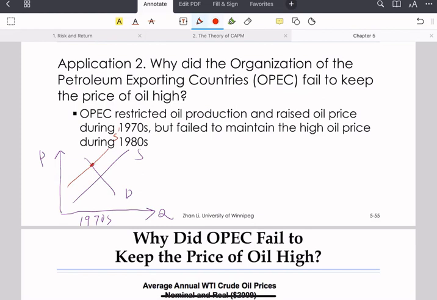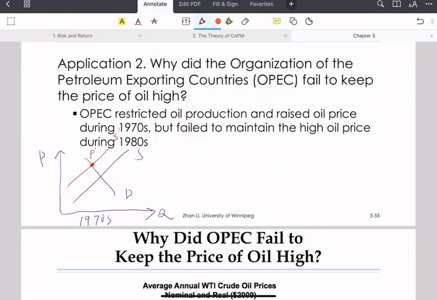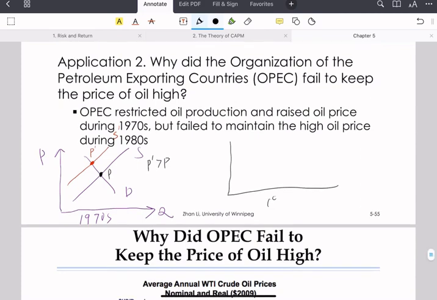So at the new equilibrium, we get a price P prime. Let's say the price at the original equilibrium is P. So obviously P prime is larger than P. Now let's see what would happen in the 1980s.